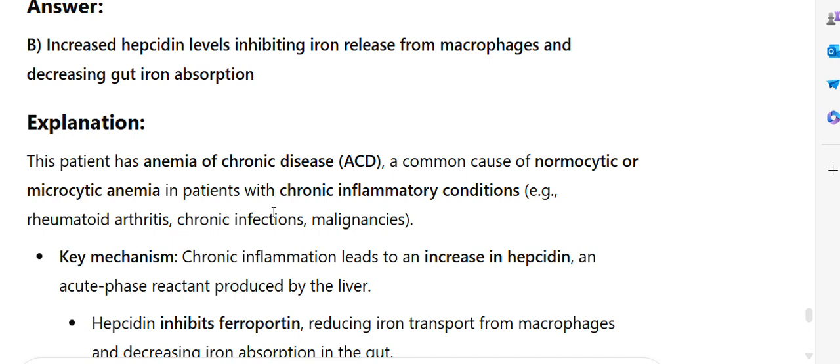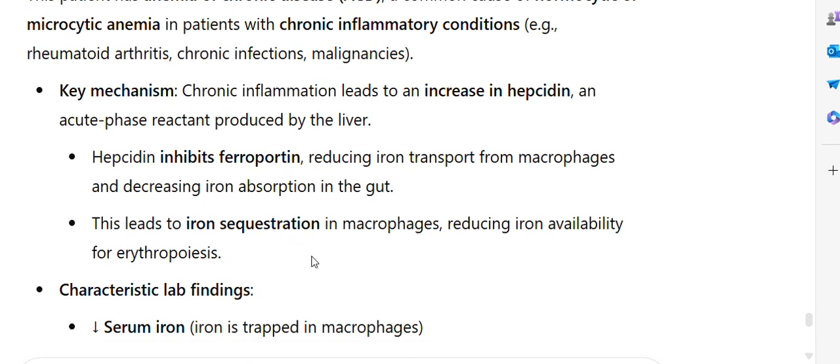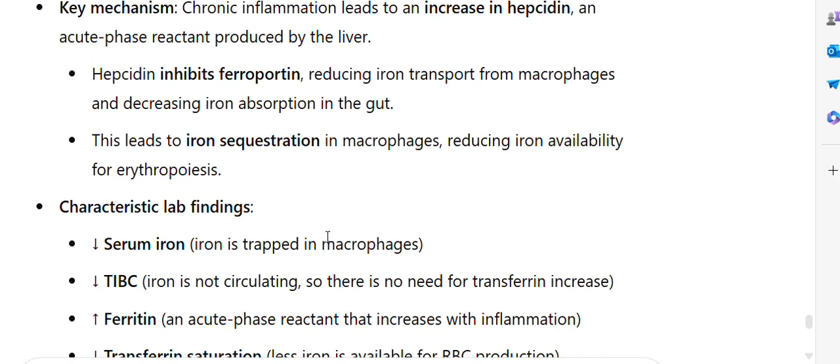Key mechanism: chronic inflammation leads to an increase in hepcidin, an acute phase reactant produced by the liver. Hepcidin inhibits ferroportin, reducing iron transport from macrophages and decreasing iron absorption in the gut. This leads to iron sequestration in macrophages, reducing iron availability for erythropoiesis.